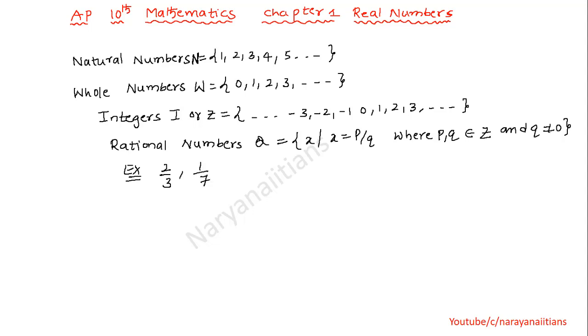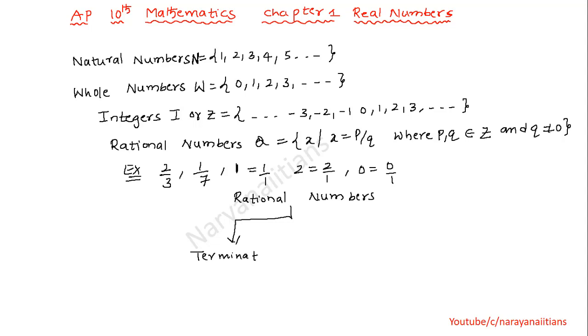So 1 by 7, and 1. 1 is also a rational number, as 1 can be written as 1 by 1. And 2 is also a rational number; 2 can be written as 2 by 1. 0 is also a rational number; 0 can be written as 0 by 1. Rational numbers are of two types.